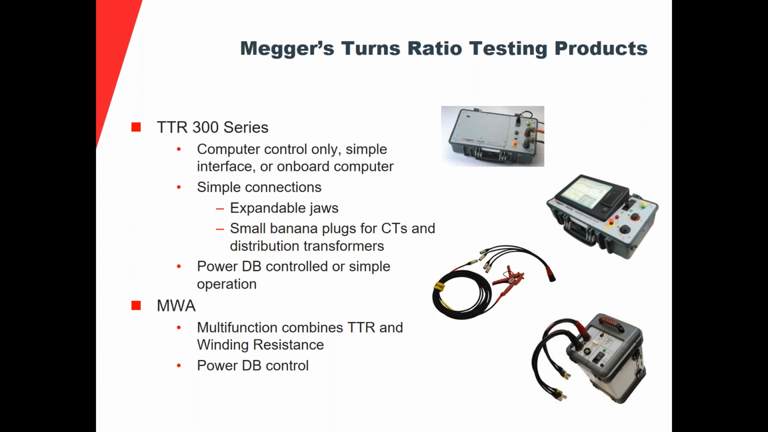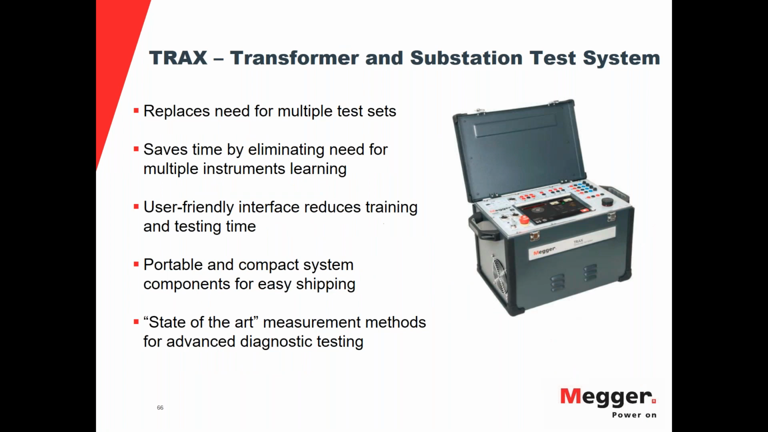It's a Kelvin clamp, so you have both your voltage and your current measurement on the same clamp. And then we have the MWA. It's a combo package. So the MWA, what we call our Megger winding analyzer, will do both TTR and winding resistance, again utilizing one connection on the transformer. You can switch from test to test without having to go back up on the transformer, which is going to save you time as well as safety. And it can be run off PowerDB.